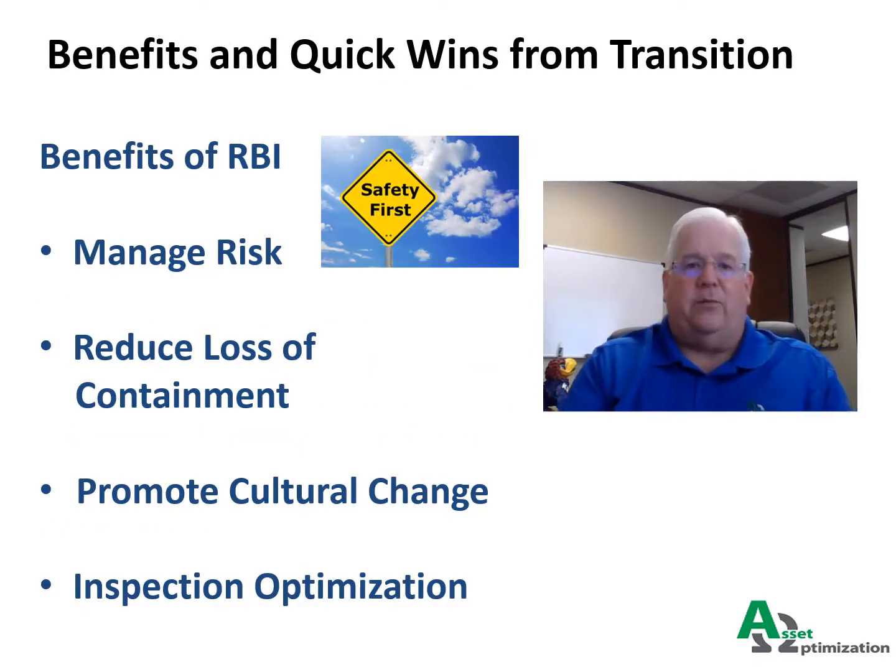So let's talk about some quick wins and benefits of RBI. One, now you have risk, and because you have risk, you can manage it. I forget who wrote down that once you can measure something, you can improve it. That's exactly what we're doing here, right? We're going to reduce loss of containment incidents. We're going to promote cultural change, right? People start thinking about risk, and we do it every day when we get in our cars and drive to work. Now we start applying those same common sense principles to the way we do our jobs, which can make our behavioral safety even better, right?